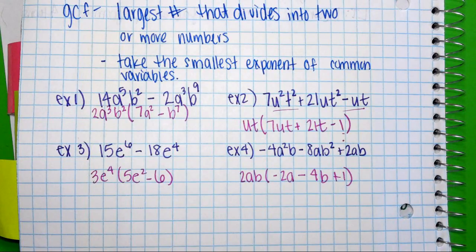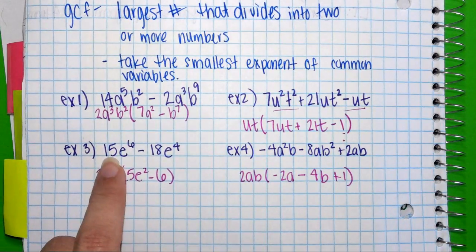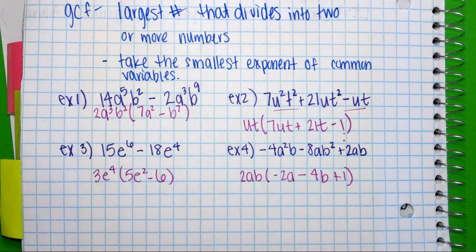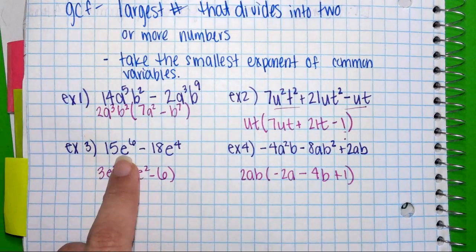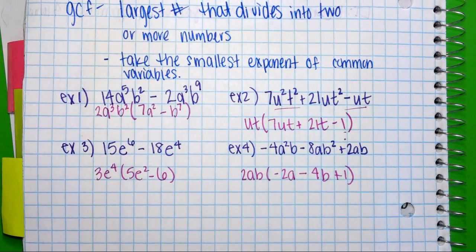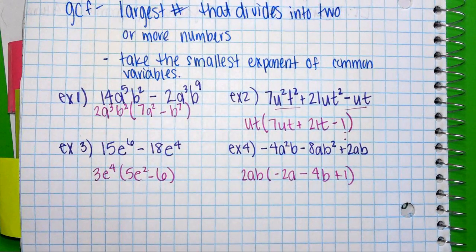You know there's a video, right? Yes. Cool. Okay, what's the biggest number that divides into 15 and 18? 3. And then you see how they both have E's? What's smaller, 6 or 4? That's all you do. It's really not anything more complicated than that.